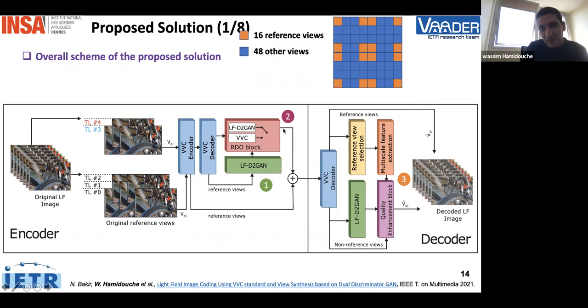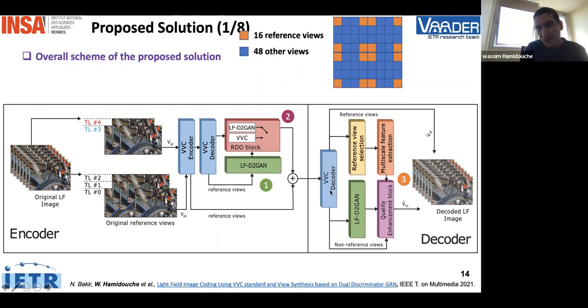So for the no reference views, we have two options. The first option is to encode it with VVC, and the second option is to synthesize it with this green block. When this view is synthesized with this green block, we don't send anything to the decoder. So it will be synthesized also at the decoder side. So I think it's clear. I hope it is clear for the encoder side.